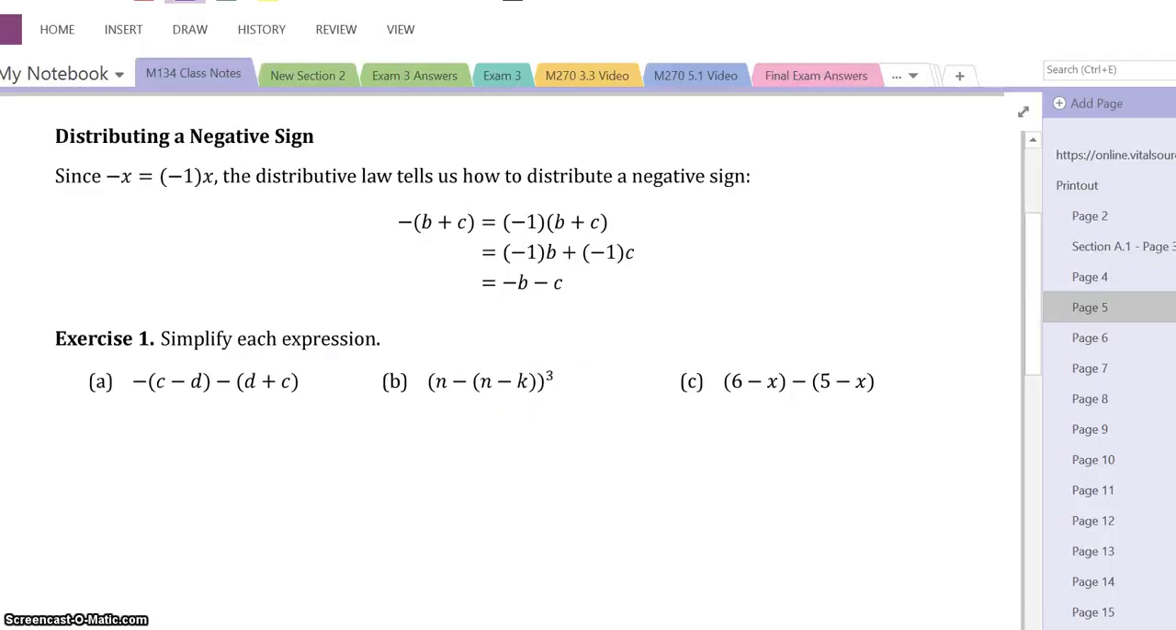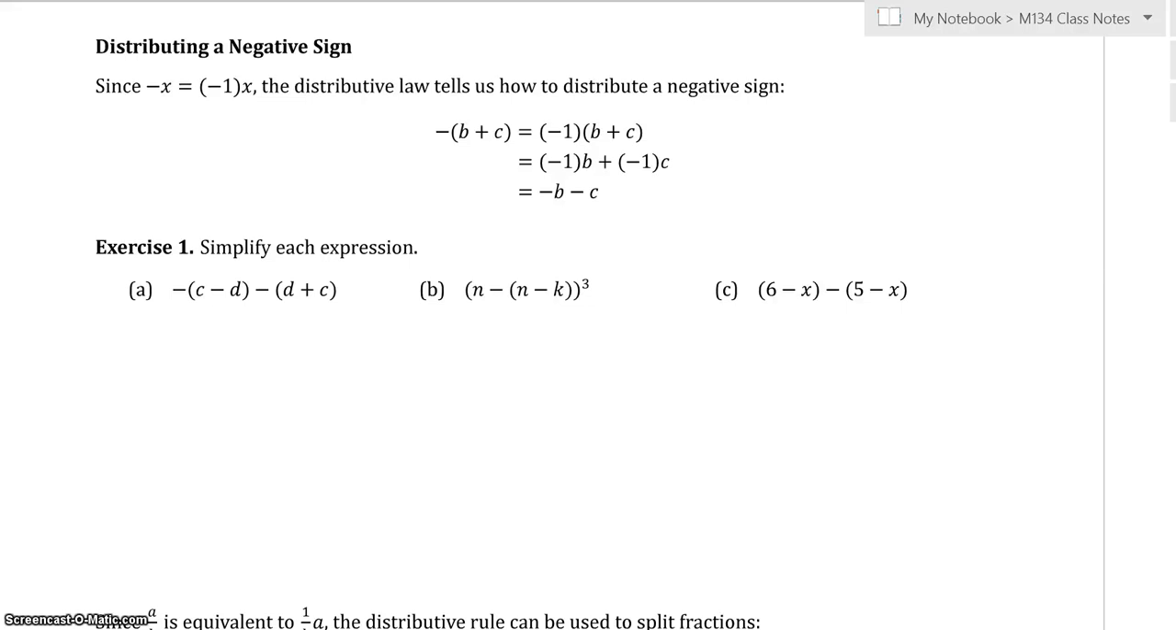Continuing on the next page, page 5. What happens when you have just a negative outside a parentheses? Well, we know that negative x, when it's just an x, has a 1. So negative x means negative 1x. So the distributive law tells us how to distribute negative signs. When you have minus parentheses b plus c, it's really like a minus 1 times b plus c. And then we distribute that through, and you end up with minus 1 with a b plus a minus 1 with a c, which is minus b plus minus c.